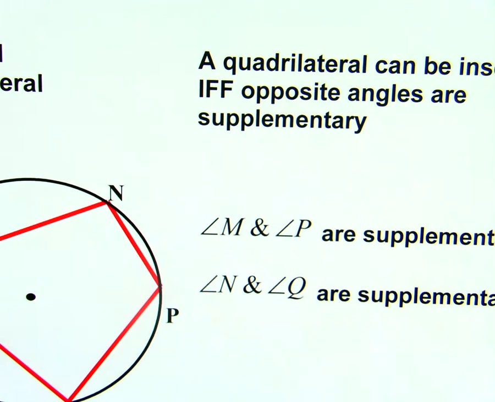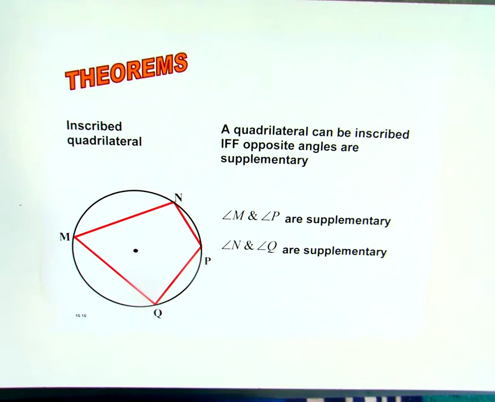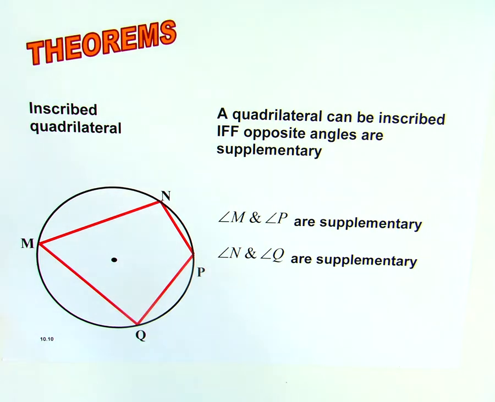Here's the inscribed quadrilaterals theorem, which we just demonstrated, and that is that to be able to be inscribed, the opposite angles have to be supplementary. That's both ways. A quadrilateral can be inscribed if and only if the opposite angles are supplementary. Let's look at a few problems.